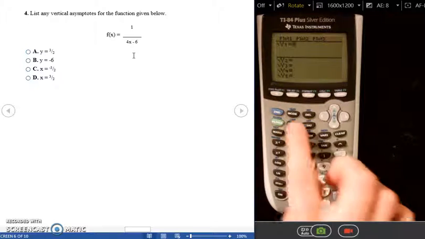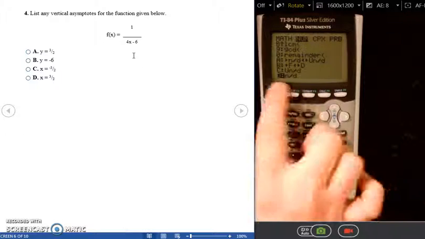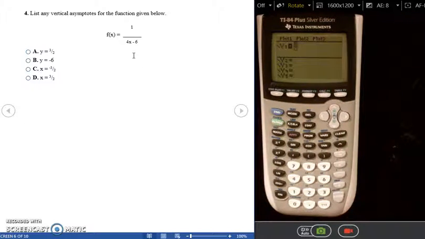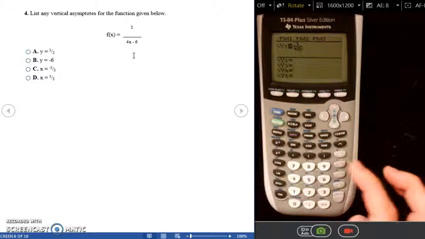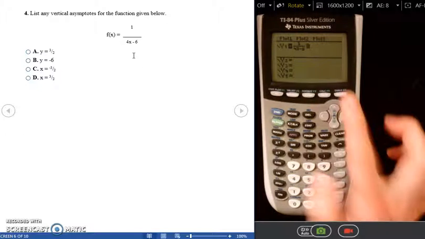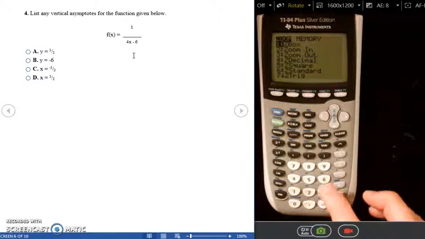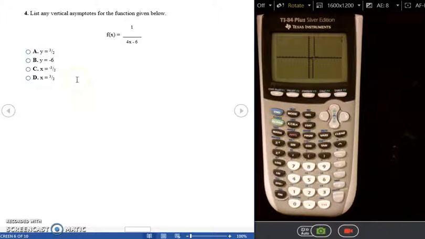So that means I'm going to go into Math, scroll with the right arrow to Number, and then go to that last choice so that D is selected and press enter, and that gives me a fraction to fill in. I'm going to put a 1 in the numerator, down arrow to the bottom, and put 4x minus 6 in the denominator. And then I'm just going to go ahead and do Zoom Standard, since everything is between -10 and +10 here. And I can see here there is a vertical asymptote.